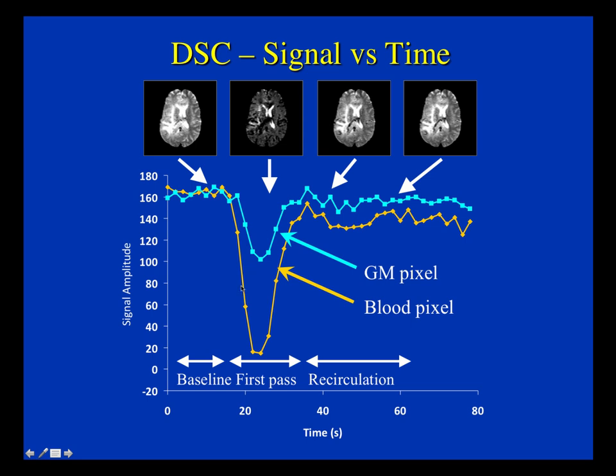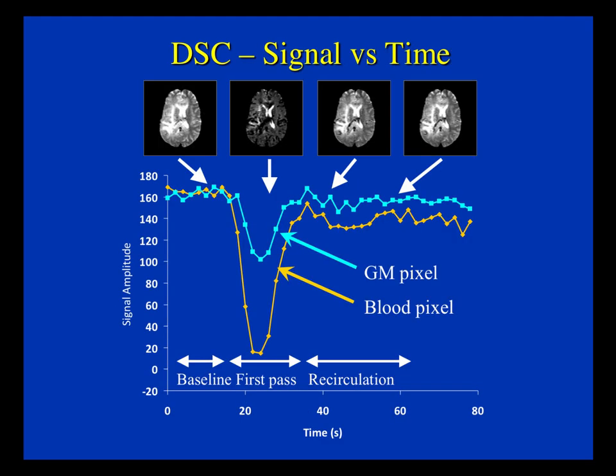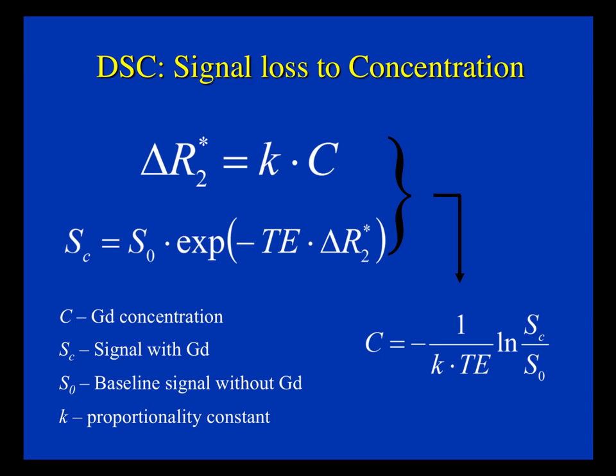So we can see here that this signal loss depends on the amount of gadolinium present in the voxel. Therefore, we can actually get some information about the concentration of gadolinium at different points in time. Okay, so as I said, the signal intensity when the gadolinium is passing through the brain depends on the amount of gadolinium present in the voxel, and therefore we should be able to get some information about the concentration of gadolinium at different points in time.